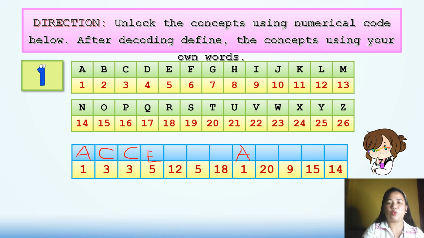Okay, 12 is L. 5, it's E. May 5 pala dito. So, 18 is R. What do you think is our hidden word? So, 20 is T. Okay, I, O, N. Sorry. Okay, so our hidden word is acceleration.